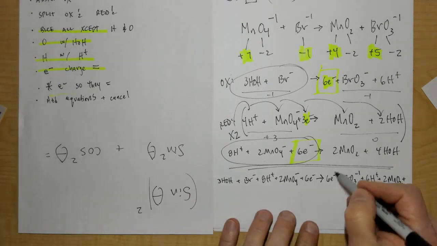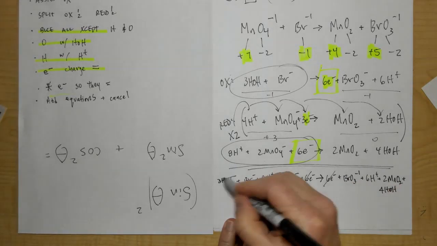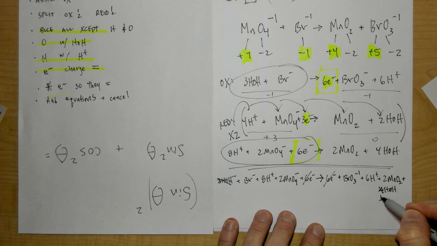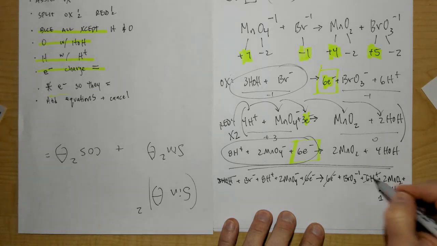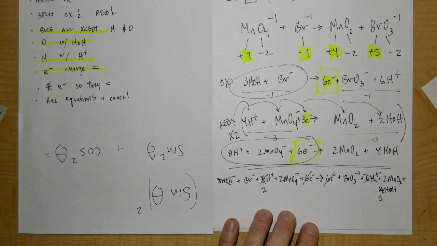Now we can cancel some things. The electrons go, 3 of the waters go, and we end up with 1 water left. 6 hydrogens go, and we'll end up with 2 hydrogens left. I think everything else stays.